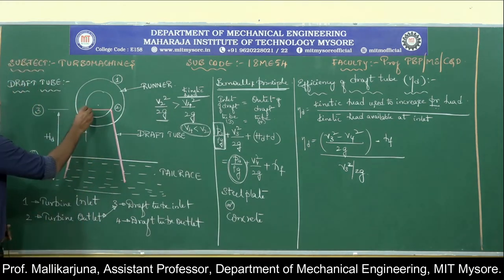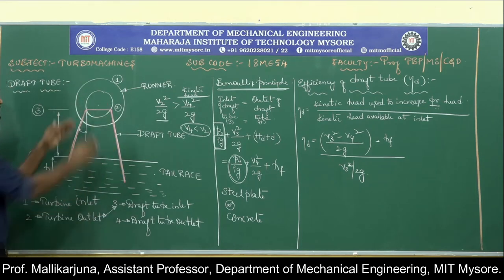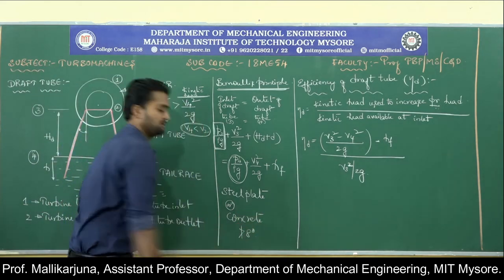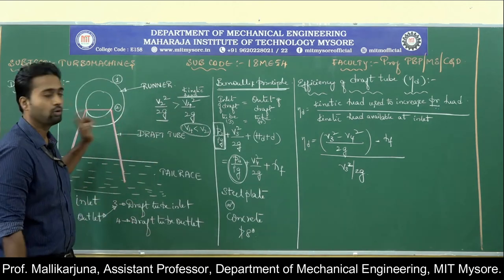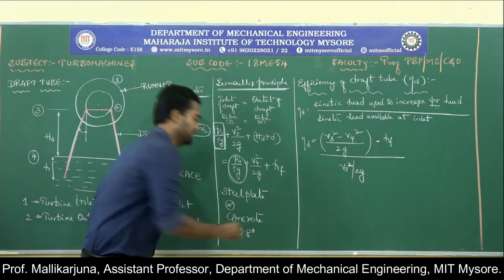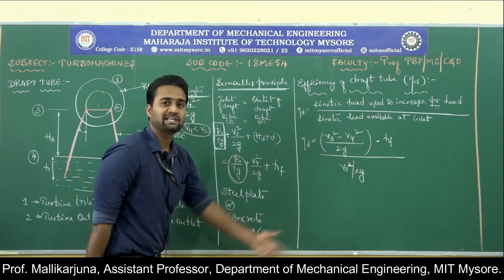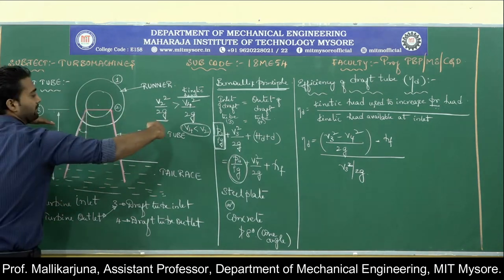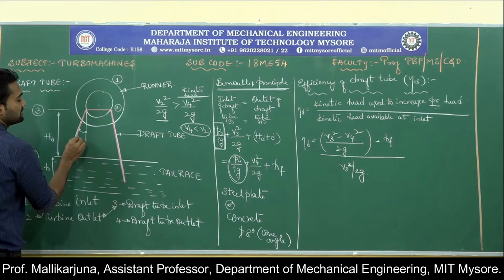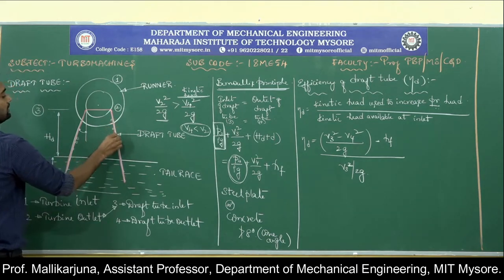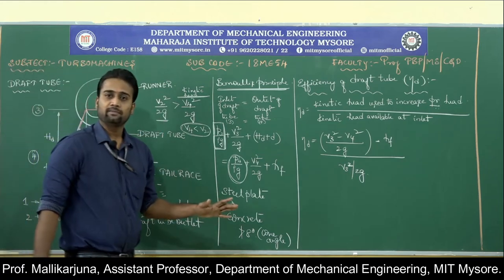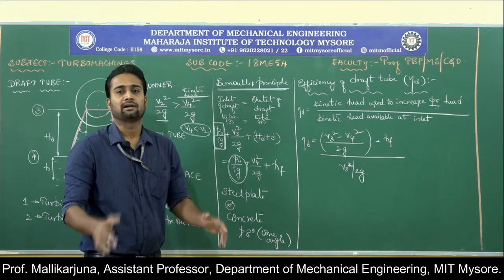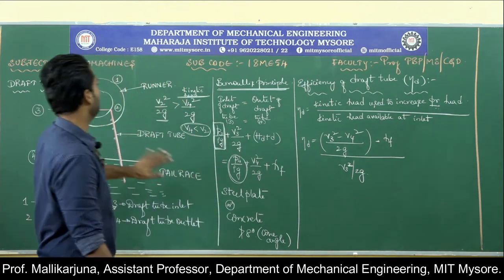And one more thing we need to look at is the cone angle. For simple divergent draft tubes, the cone angle should not exceed 8 degrees. If it exceeds 8 degrees, what happens? The draft tube will be wide, and then formation of eddies takes place at the corners. This eddy formation should be avoided because energy loss is going to happen. Because of that, the cone angle is limited to less than 8 degrees for simple divergent draft tubes. So this is the science behind the draft tube.